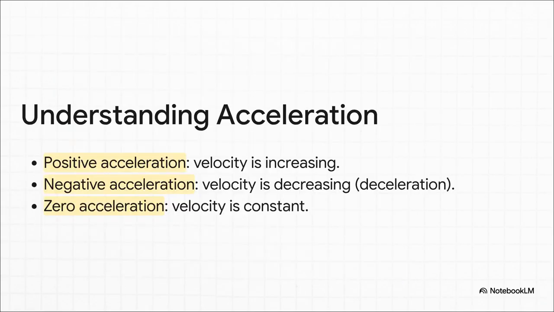Right. So the big takeaway here is how acceleration and velocity play together. If they're both pointing in the same direction, the object speeds up. Simple enough. But if they're pointing in opposite directions, like you're moving forward but accelerating backward, the object slows down. What we casually call deceleration. And of course, if there's zero acceleration, the velocity just stays the same. The object just cruises along.